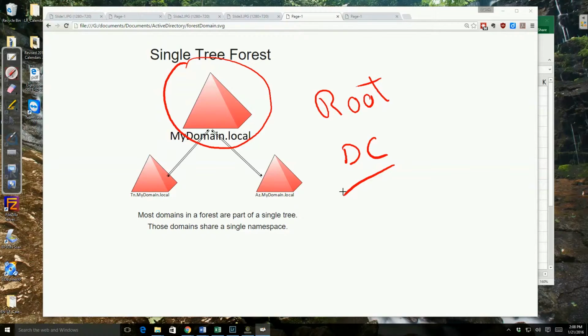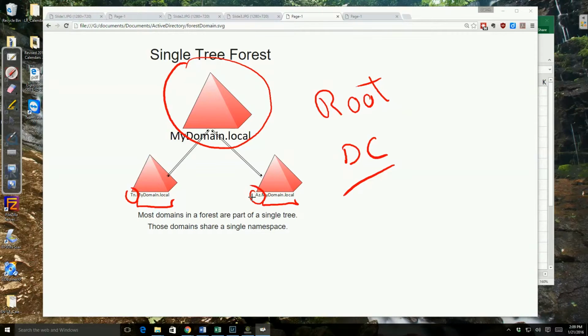So we start with a forest root, and then in a single tree forest, we would have domains connected to that forest root, and they all have the same namespace. What I mean by the same namespace is the first part of the domain, and when we're talking about domain naming, the first part of the domain is really what's to the right. They would both, in this case, be .local and then mydomain. So to be part of the same tree, they would all have to be part of mydomain.local. So if these other domains, subdomains, have the same namespace of mydomain.local, they're part of the same tree. And then the difference in them, we've got a TN and an AZ for Tennessee and Arizona.